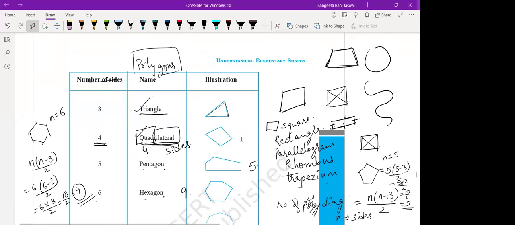And this is what I have shown you here, n into n minus 3 by 2. I have explained how you find the diagonals. Suppose whatever shape you have, like a square, how do you find how many diagonals it has? To find the diagonals, we take the help of this formula, n into n minus 3 by 2, where n is the number of sides.